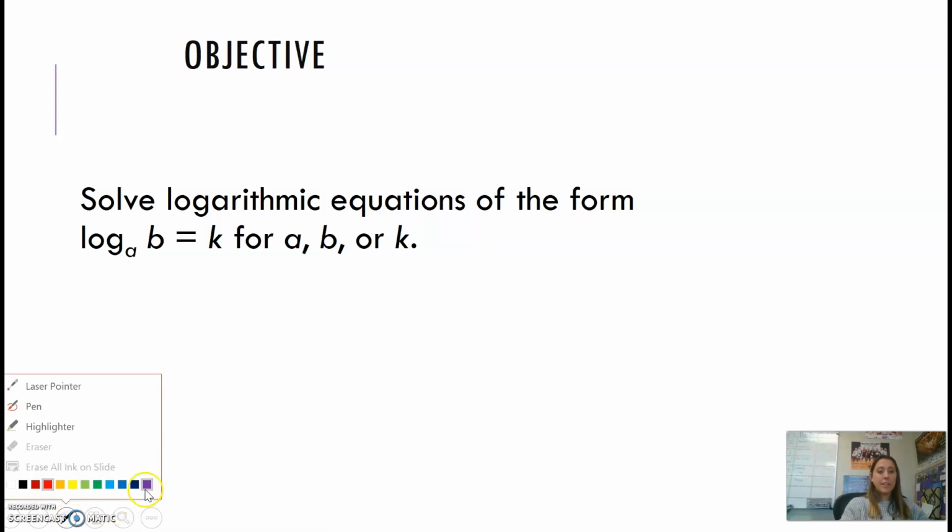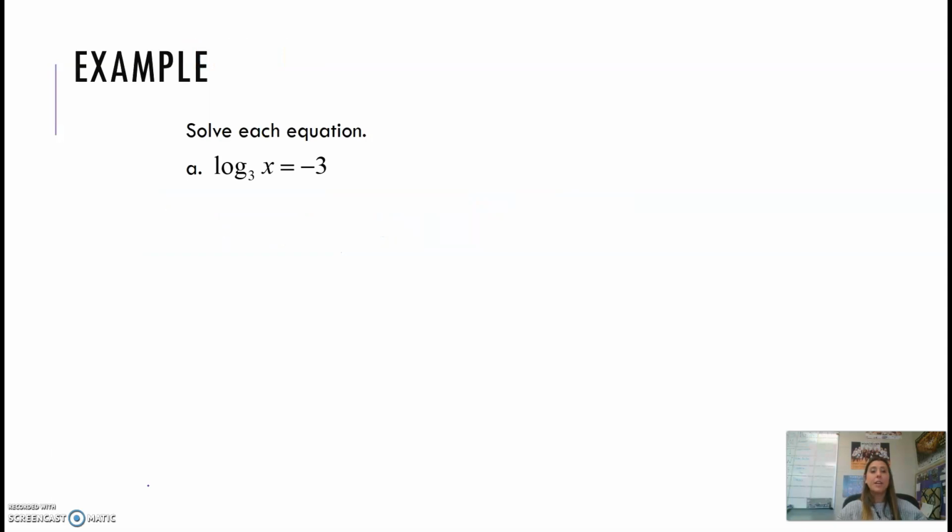Okay, so this is our objective. We're going to solve logarithm equations of log base a of b is equal to k for a, b, or k. So we're going to learn how to solve for all the parts of a log.